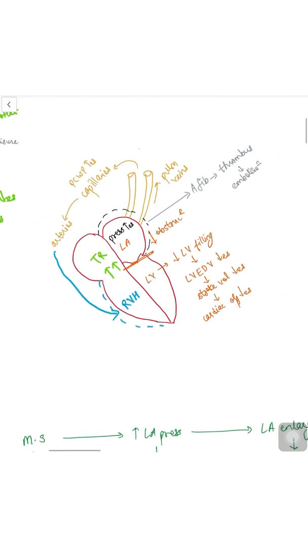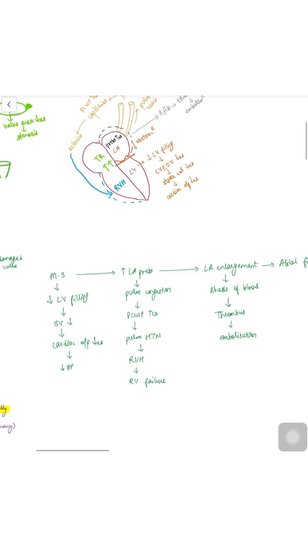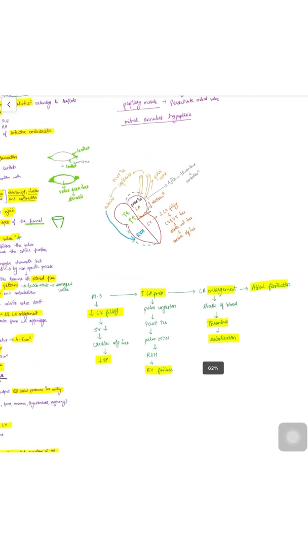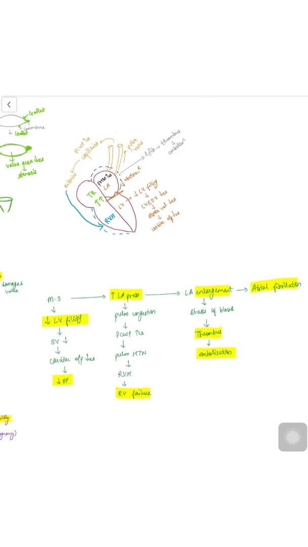So mitral stenosis is going to lead to a decreased LV filling, which will lead to a decreased stroke volume, which will decrease the systolic blood pressure. It is also going to lead to an increased LA pressure, which is going to lead to pulmonary congestion, pulmonary hypertension, right ventricular hypertrophy, and right ventricular failure. The increased LA pressure will also lead to an increase in LA size, LA enlargement. LA enlargement will lead to atrial fibrillation, which will lead to thrombus formation, and the thrombus can embolize. So that's about the pathophysiology of mitral stenosis.